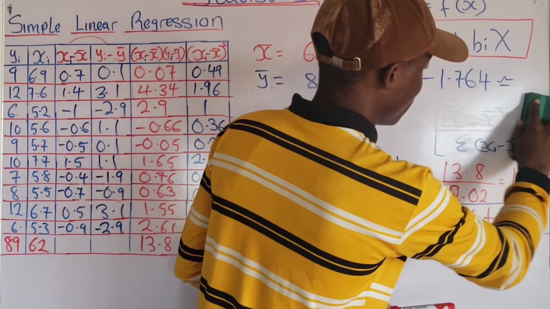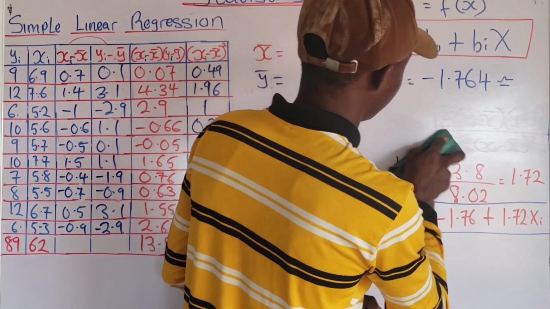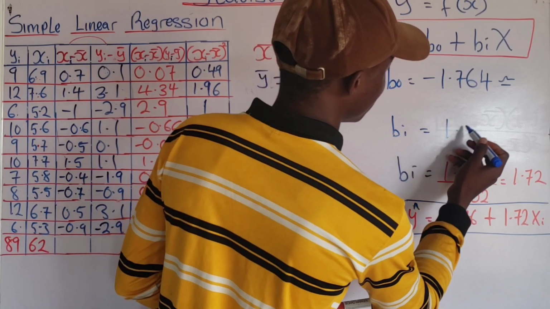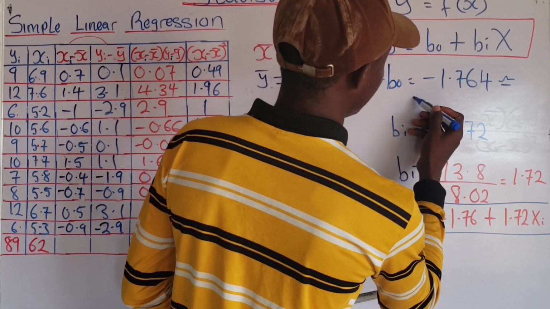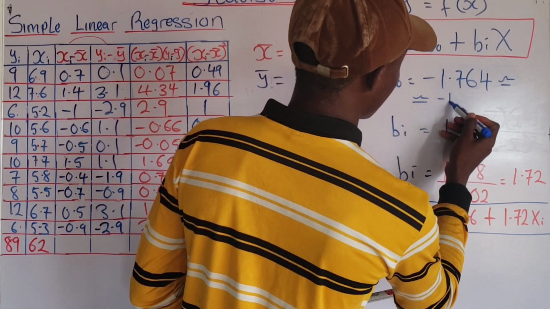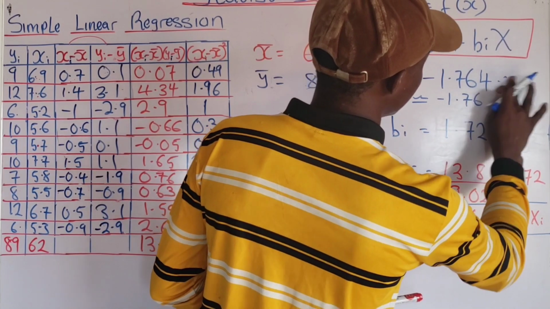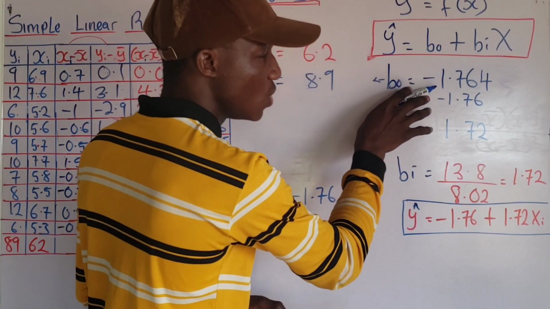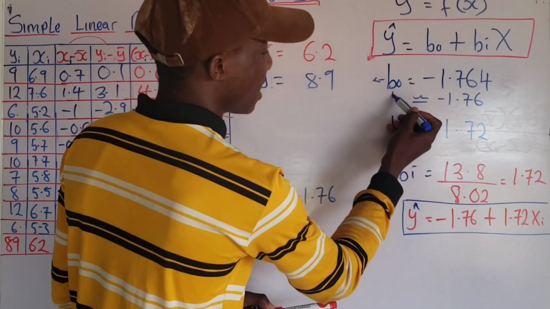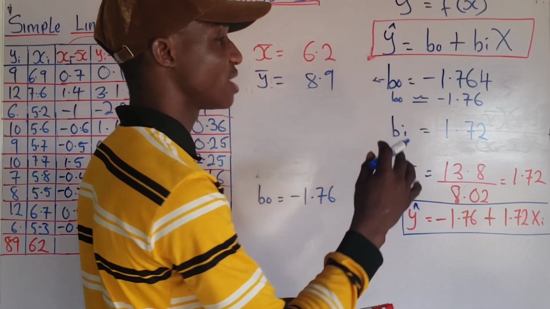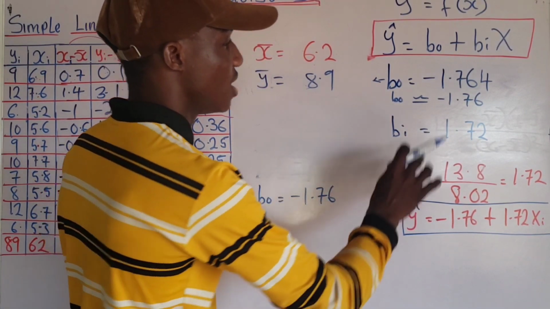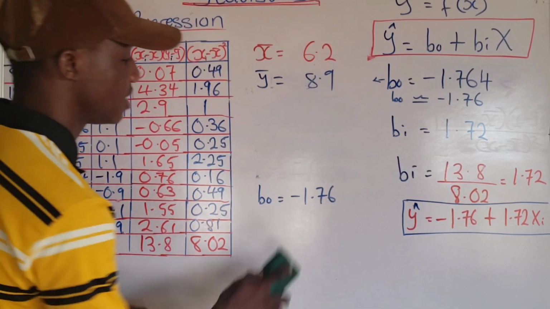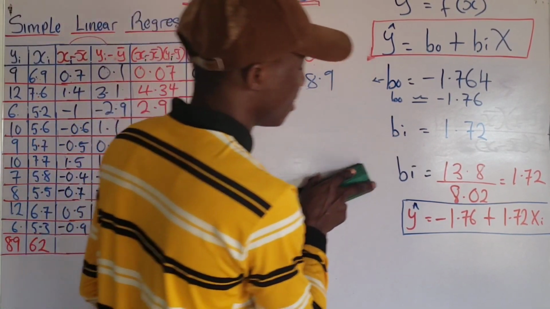Let's erase this as well. So the gradient is 1.72. The b naught can be approximated as negative 1.76. It is necessary that you put the values with a note that it has been approximated to 2 decimal places. So it is very important that you put it like that. Now I can erase this.